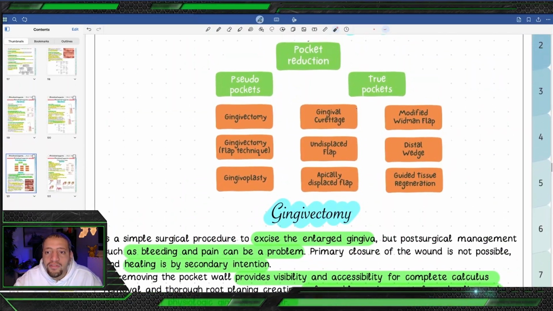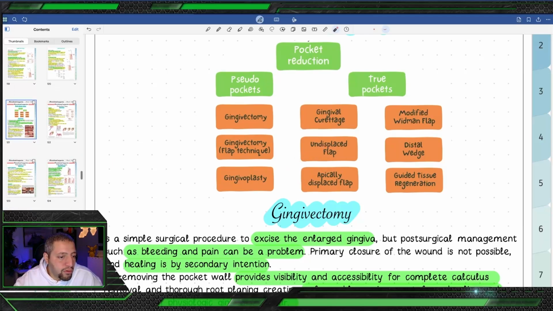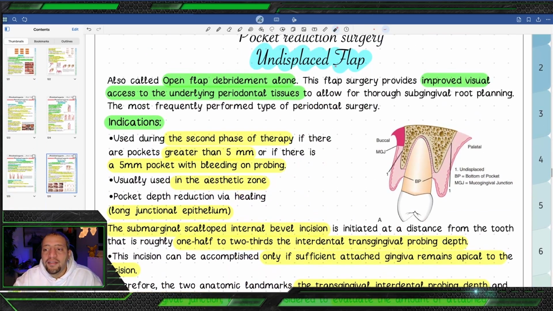Here we are going to discuss the flap techniques. First we discussed gingival curettage. We said there is no flap here. And then we are going to do a flap. This flap will be either undisplaced or apically positioned. In the undisplaced flap, we are going to do an incision. This incision is going this way. So you tell me which type of incision this is.